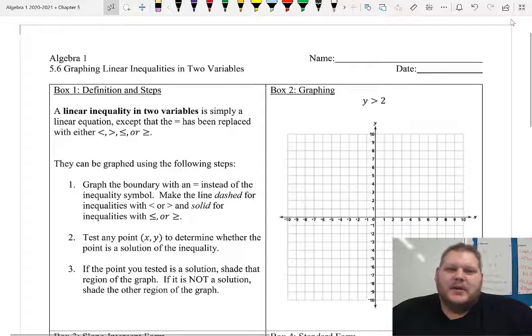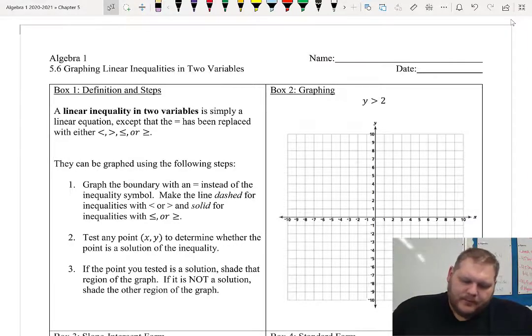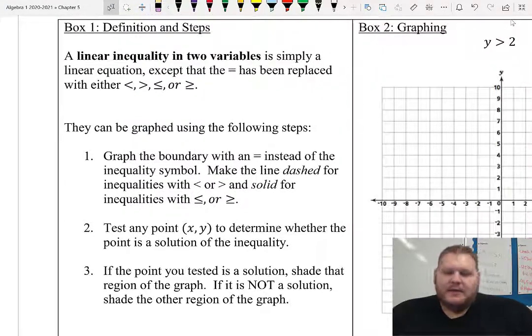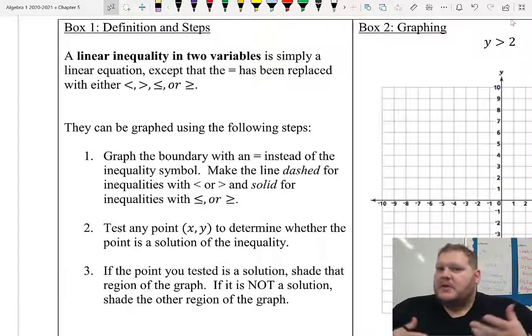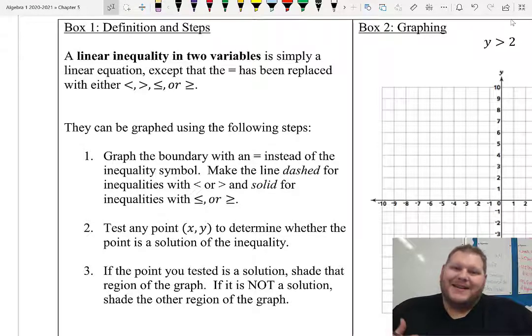Hey guys, today we are looking at 5.6's notes, which is all about graphing two-variable inequalities. So, take a look here in box number 1, some definitions and steps. A linear inequality in two variables is simply a linear equation, y equals mx plus b, or some version of that, but instead of having an equal sign, we're replacing it with one of those four inequalities that we looked at back in chapter 2.